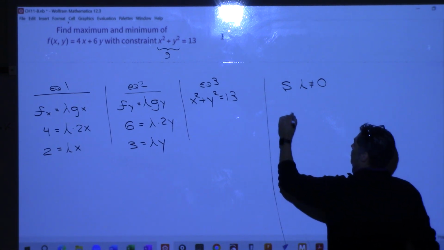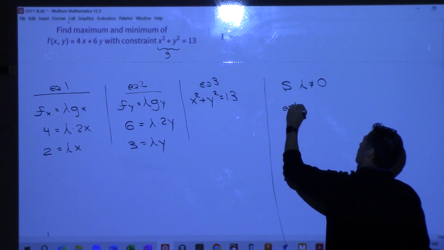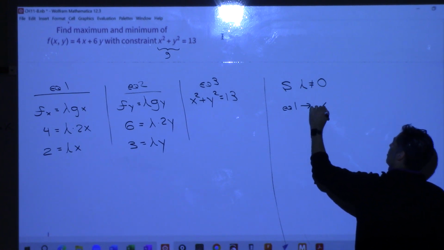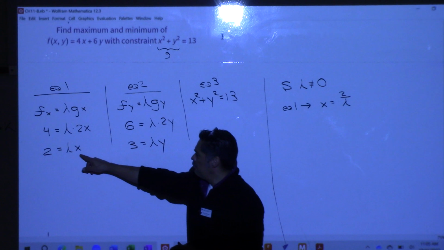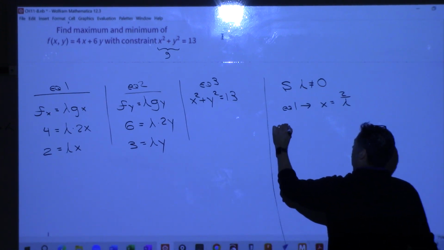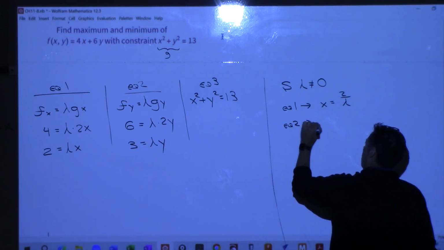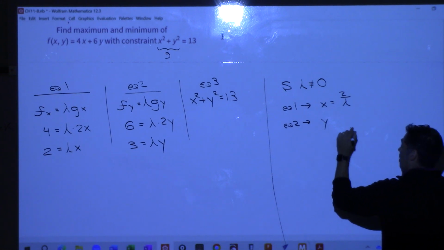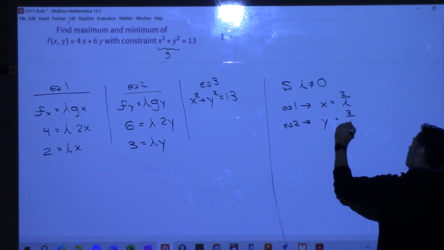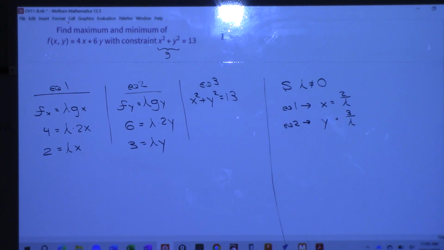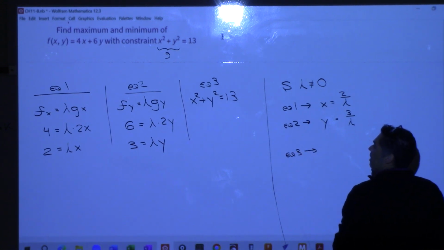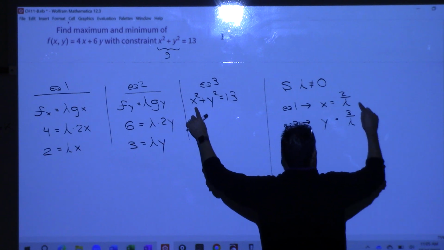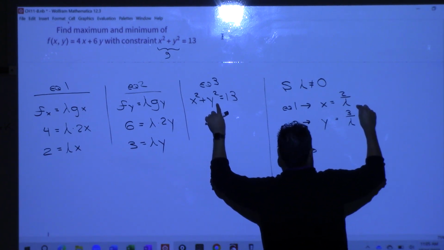Now, if lambda is not 0, equation 1 tells me that x is 2 over lambda, right? I could divide both sides by lambda. Similarly, equation 2 tells me that y is what? 3 over lambda. And now, if I go to equation 3, I can replace x with 2 over lambda, replace y with 3 over lambda.